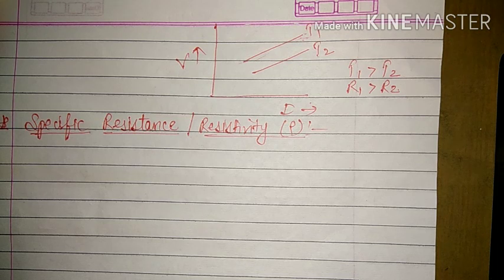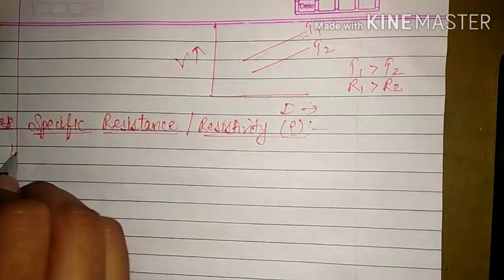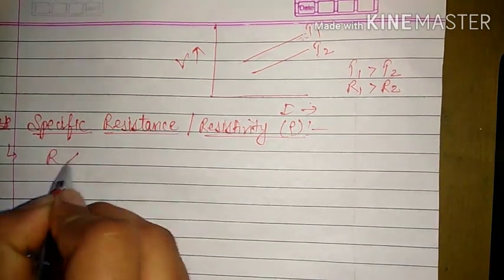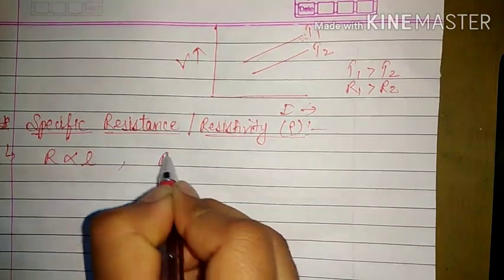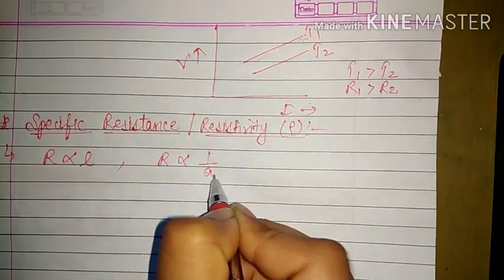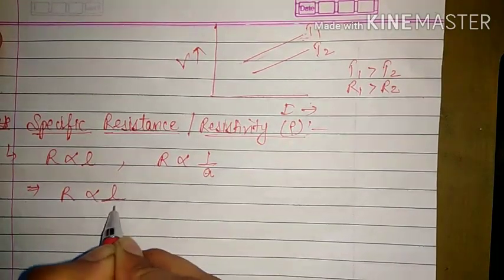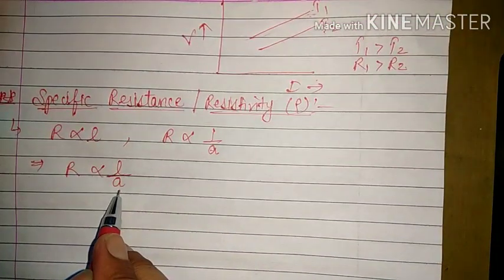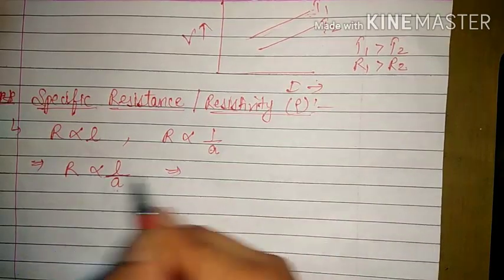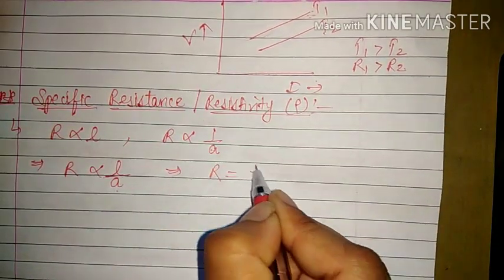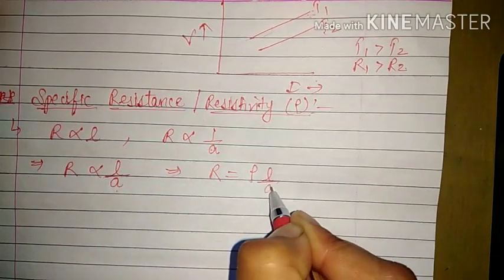Material means the metal which you are using for conduction. As soon as you change the material, the resistivity will change, and hence the resistance will also change. Right now we have seen that resistance is directly proportional to length and inversely proportional to area. Therefore, resistance is directly proportional to L and inversely proportional to A. When we remove this proportionality symbol, a constant comes in: R equals rho L upon A.